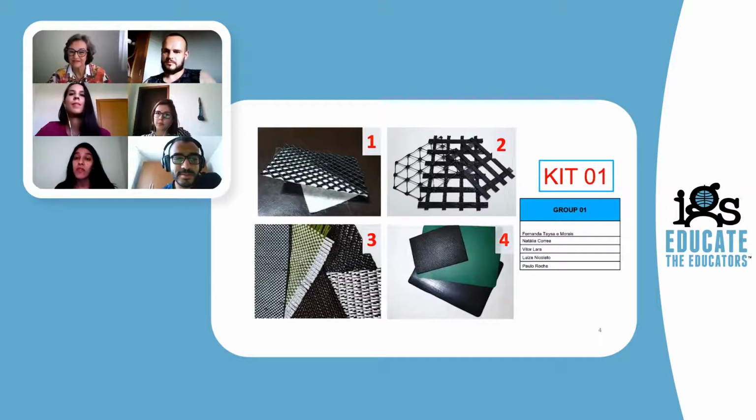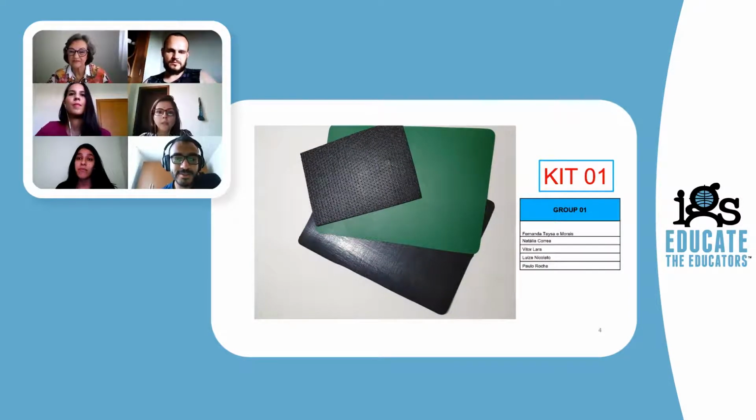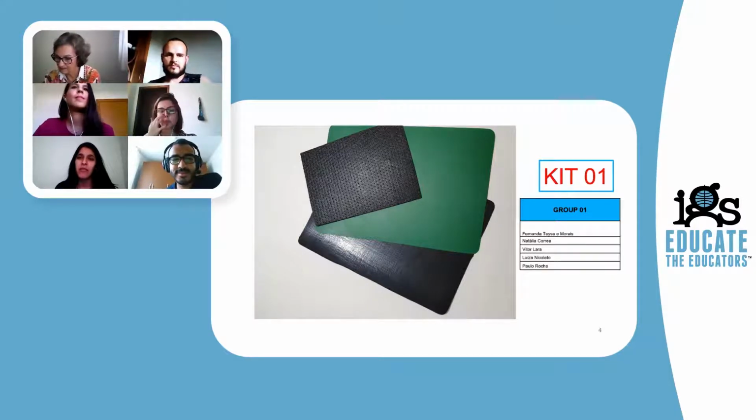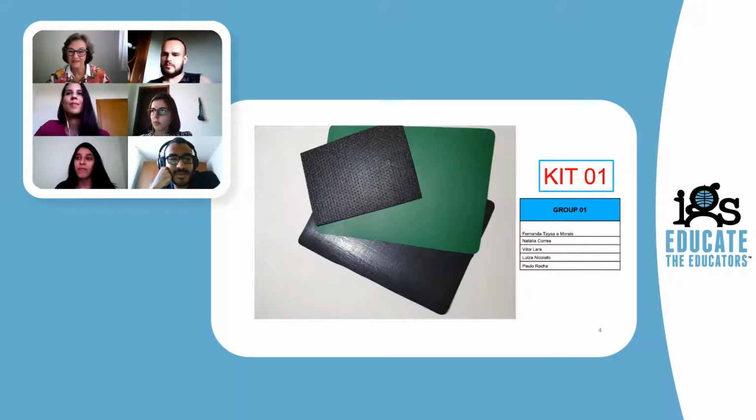What about number 4? How can I use this geosynthetic? It's a geomembrane, right? Right. Yes. It looks like a geomembrane, but we have 3 types of geomembrane here, right? A black one, a green one, and one that has a texture, apparently. Yes, we can use them in tailing dams, landfills, liners. Tailing dam is very interesting.